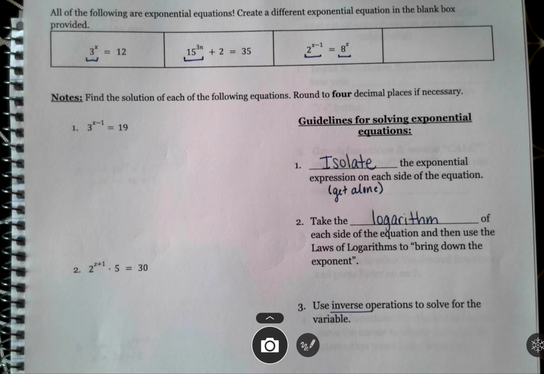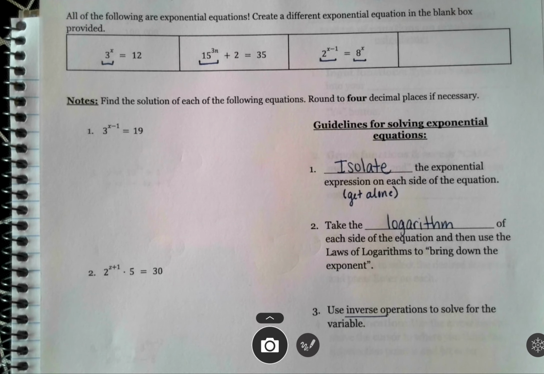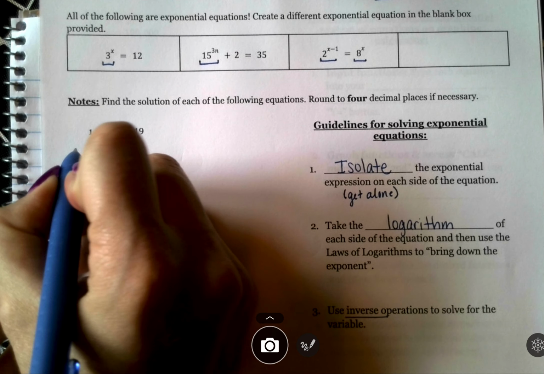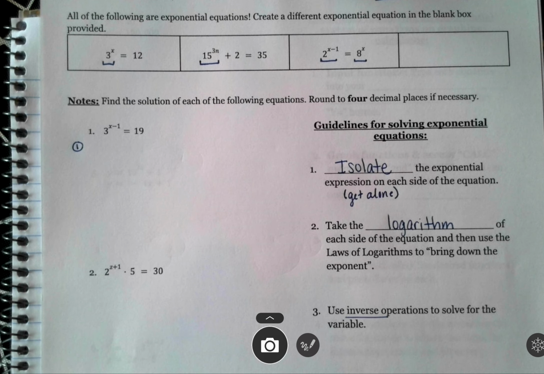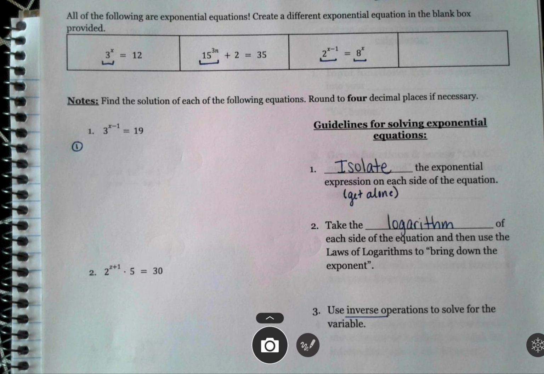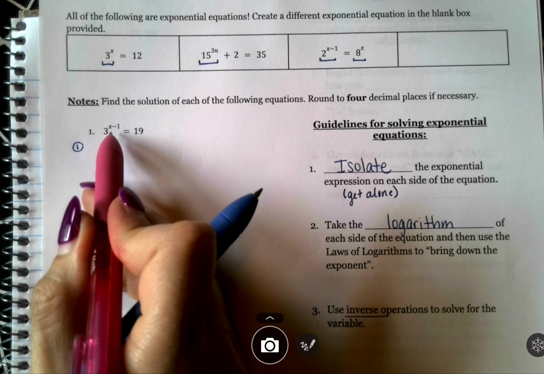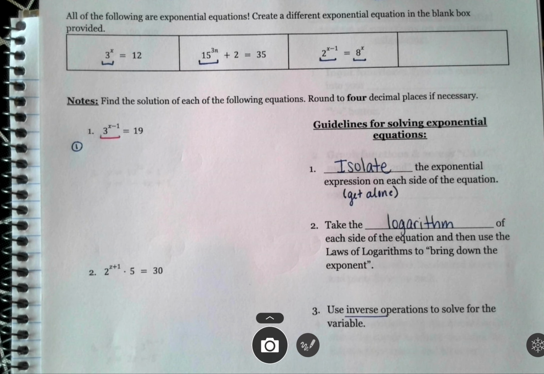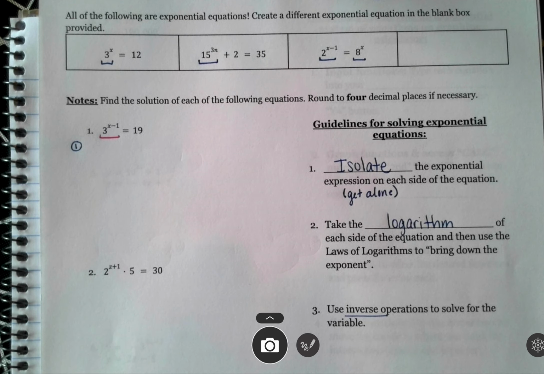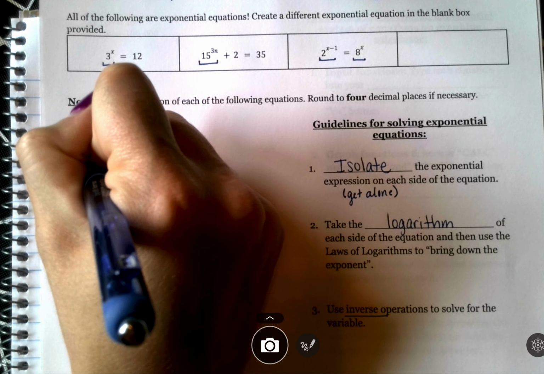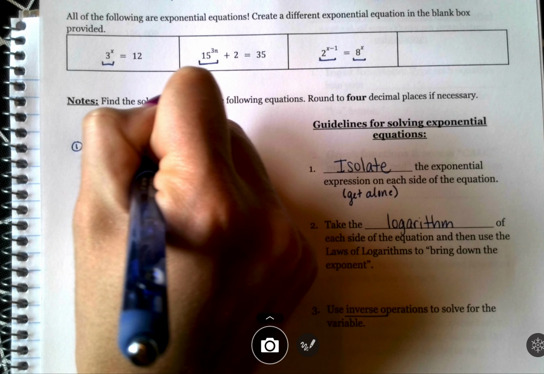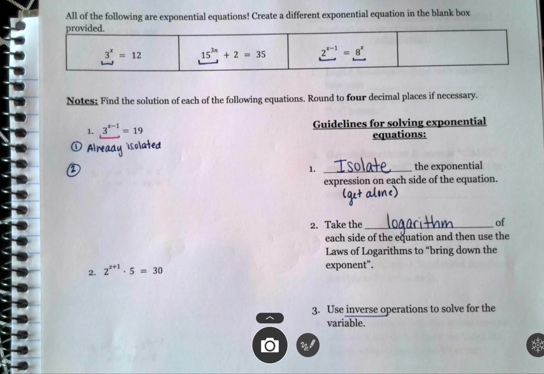So looking at number 1, we have 3 to the power of x minus 1 equals 19. So for step 1, I want to isolate the exponential expression. So looking here, I have my variable connected to a base of 3, so this is what I'm looking to get isolated. As of right now, it is by itself, and so step 1 is already done. So I'm going to make a little note. It is already isolated, and we can move on to step 2.